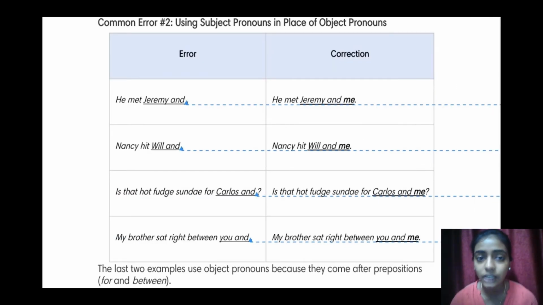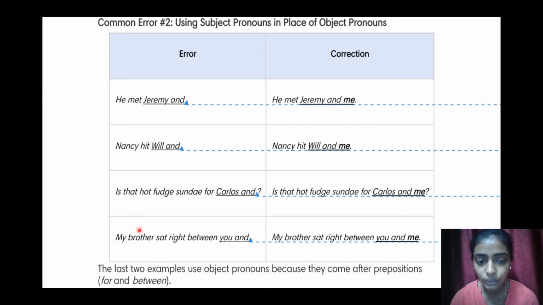Now, another error is the vice versa, that is using subject pronouns in place of object pronouns. "He met Jeremy and I." Using a subject pronoun here would make it really wrong. It sounds wrong. It is wrong. So an object pronoun would come here: "He met Jeremy and me." Here I won't work. There are further examples over here which you can see and understand.